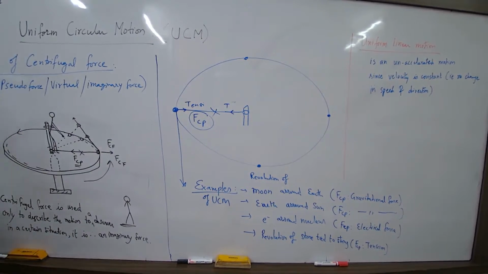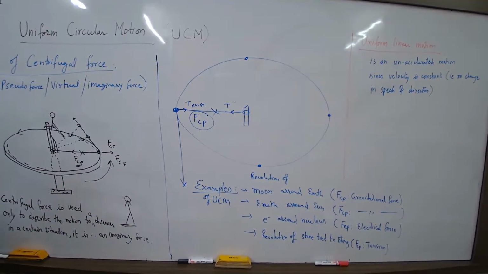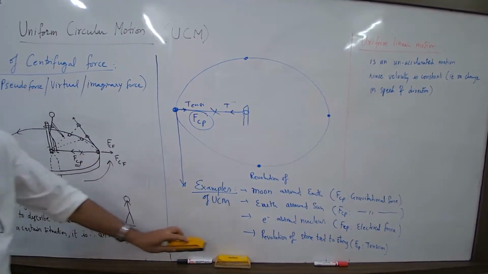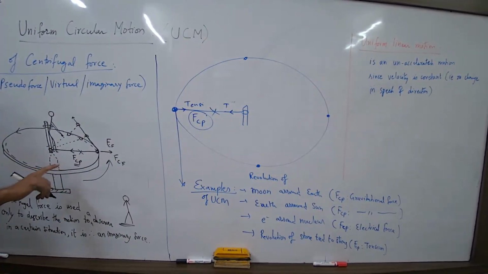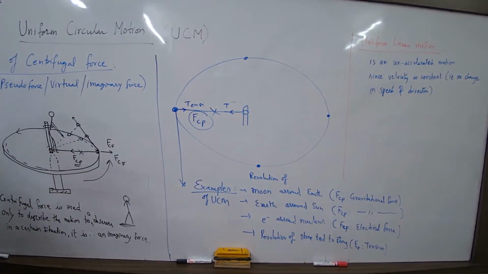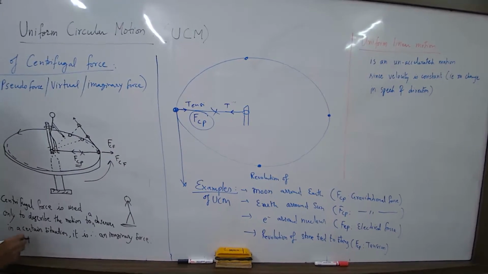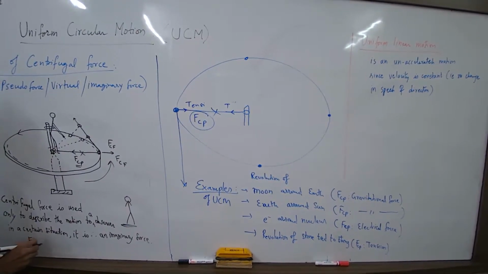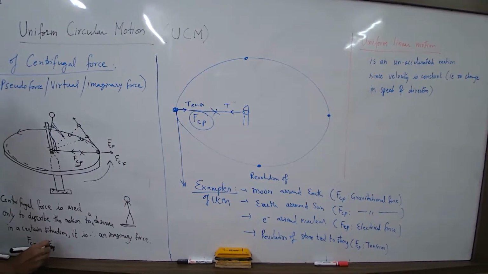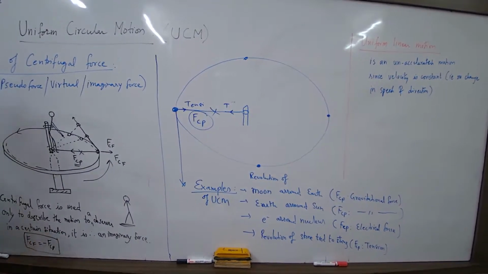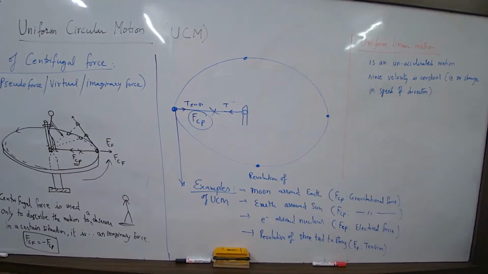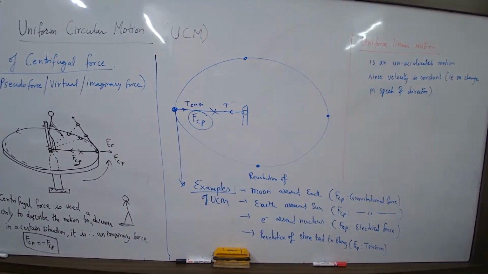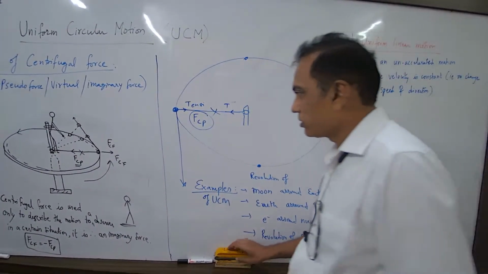So I have explained the concept of centrifugal force to the best of my ability. So there should not be any confusion now. But it is an imaginary force and its magnitude is the same as centripetal force, but its direction is opposite to it. So you can write F_CP is equal to minus F_C. So minus means it always acts in the opposite direction to centrifugal force, but the magnitude is the same.